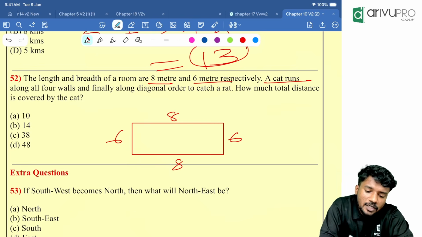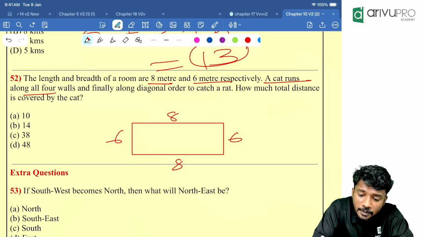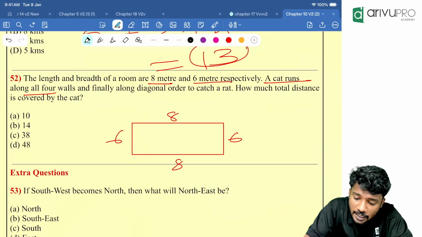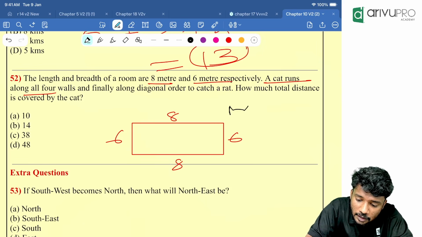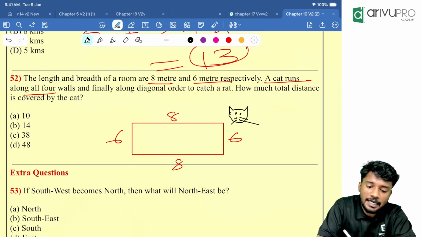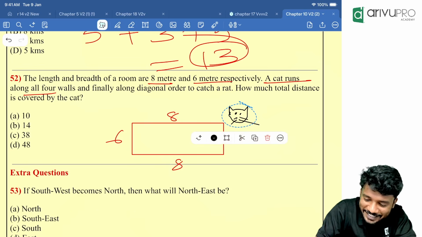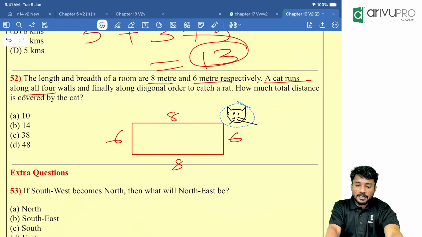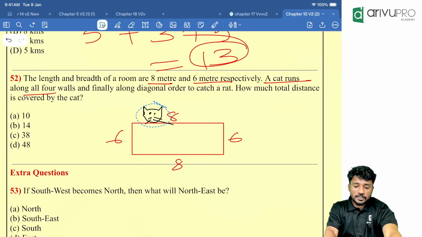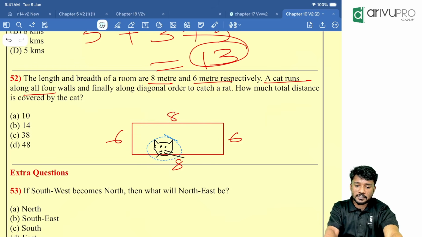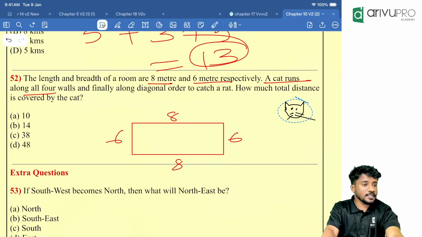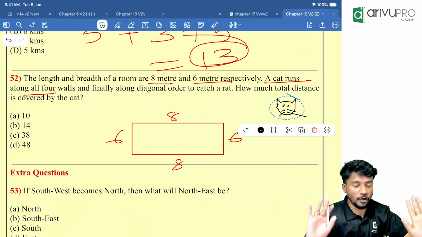A cat runs along 4 walls. For example, there is a cat. A cat is over here, a Chinese cat. Okay, fine. Now, the cat is running over the 4 walls. 8 plus 6 plus 8 plus 6. Okay, that is how much? Perimeter is how much? That is 28. 28 meter he already traveled.